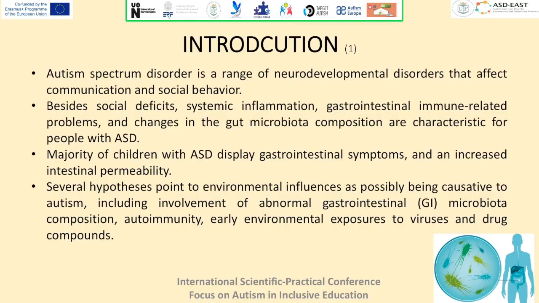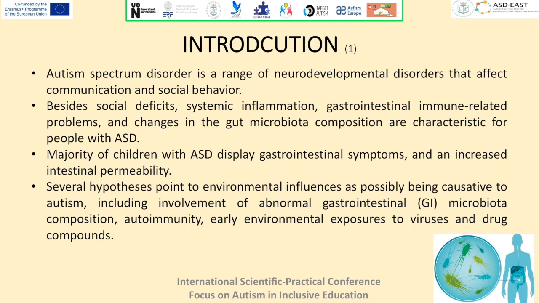At the very beginning, I want to introduce you to my lecture. Autism spectrum disorder is a range of neurodevelopmental disorders that affect communication and social behavior. Besides social deficits, systemic inflammation, gastrointestinal immune-related problems, and changes in the gut microbiota composition are characteristic for people with ASD. The majority of children with ASD display a lot of gastrointestinal symptoms, which we will see in the next slides. And also there is a lot of evidence about intestinal permeability.